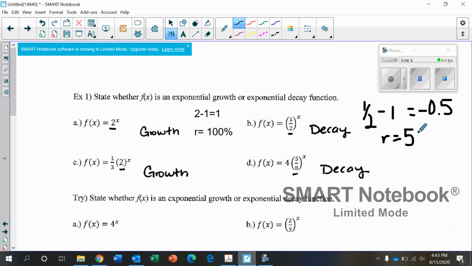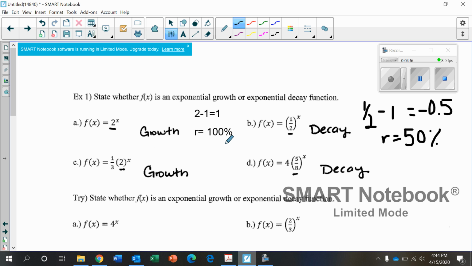All right, over here, again we're only focusing on what's in the parentheses, which is 2. Keep in mind, we know it's growth because it's bigger than 1. To find the rate, we're doing 2 minus 1, which gives you a positive 1. Double check, growth, positive, perfect. And we know that if we do 2 minus 1, we get 1, and it's 100%.